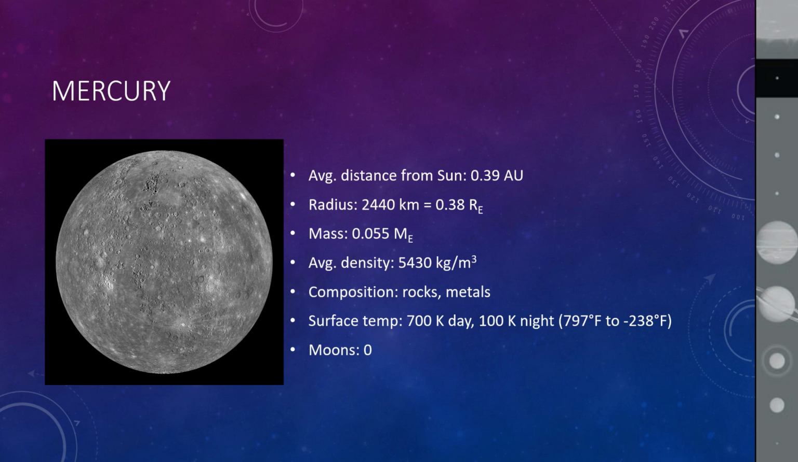Daytime temperatures can reach a searing 797 degrees Fahrenheit, nearly as hot as coals. At night, or in shadows, the temperature can fall below 238 degrees below zero in Fahrenheit, far colder than Antarctica in winter.